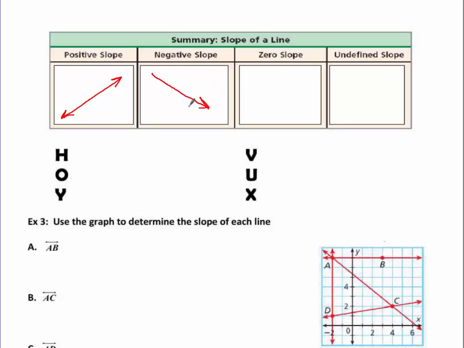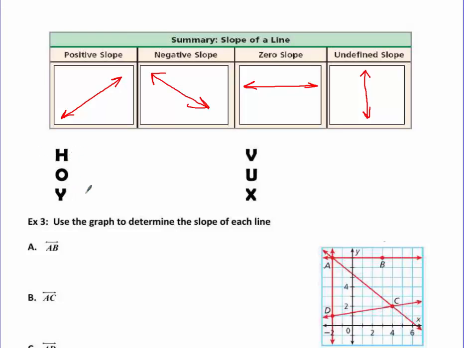Negative slope looks like this. The line will be going down from left to right. Zero slope looks like that. It's a horizontal line. And an undefined slope looks like this. It's a vertical line. And hopefully you remember all that from Algebra 1.